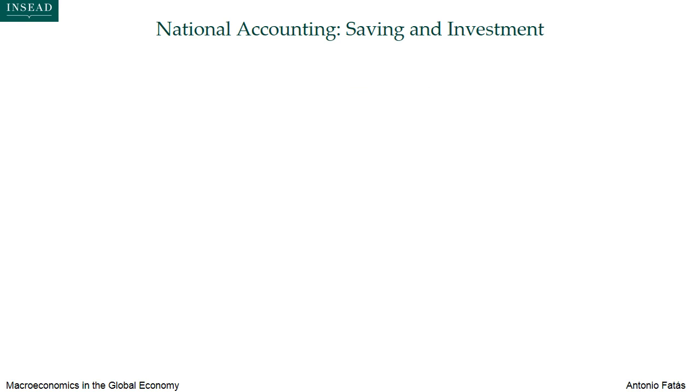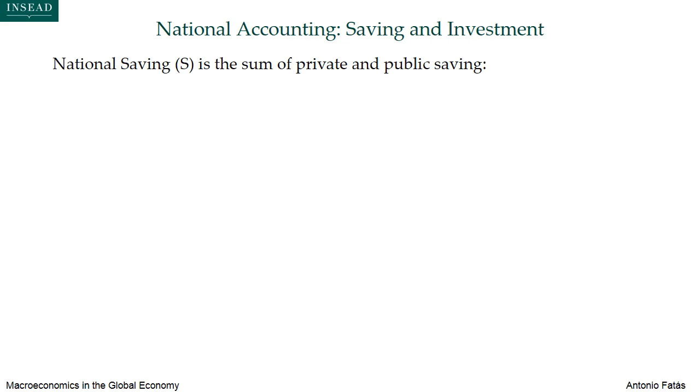Now, let's put some of these together. Let's first construct a measure of national saving, which is going to be simply the sum of private and public saving. Private saving is national income minus consumption minus taxes. Public saving is taxes minus government spending.